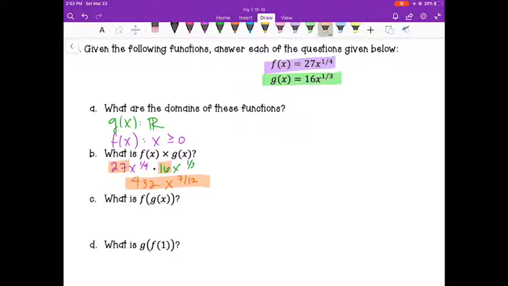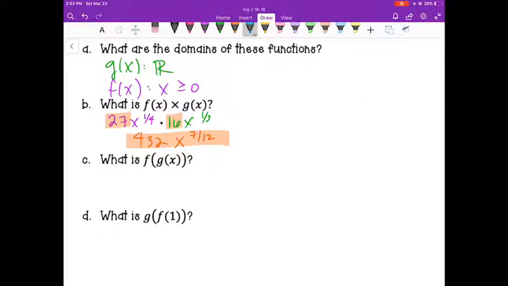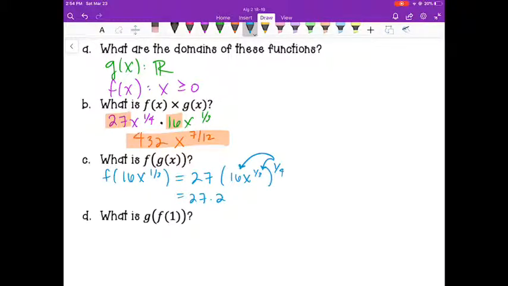Final answer. F of g of x, well, we are going to plug g of x into f. So I want to find f of 16x to the 1/3. So that means I'm taking 27 and taking that 16x to the 1/3 all to the 1/4 power. So remember, if I'm taking an exponent, the power of a product, I have to remember to distribute that. So I'll have 27 times 16 to the 1/4, that's the fourth root of 16, that's just 2. And then x to the 1/3 times 1/4, because remember we multiply powers when you take a power of a power, and we've got x to the 1/12. So 27 times 2, I get 54x to the 1/12.